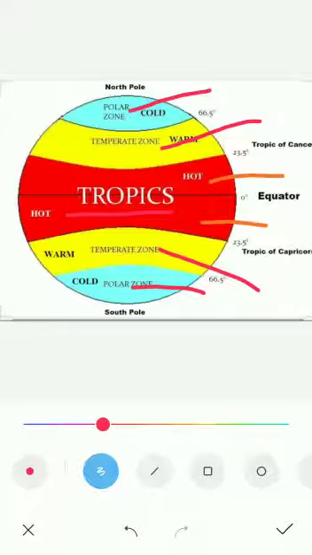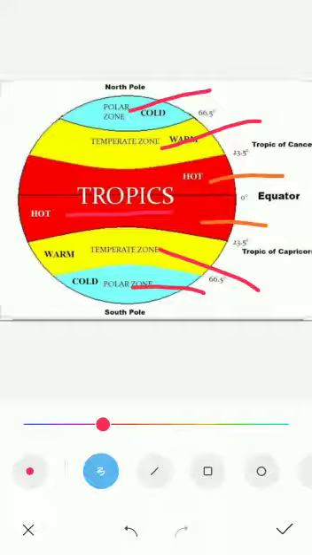Because in the temperate zone, the rays of the sun are slanting, this region receives a moderate amount of insolation. Thus they are neither too cold nor too hot. Though the days and nights are longer, yet they are never more than 24 hours. So this is what happens in the temperate zone, that is the second zone.